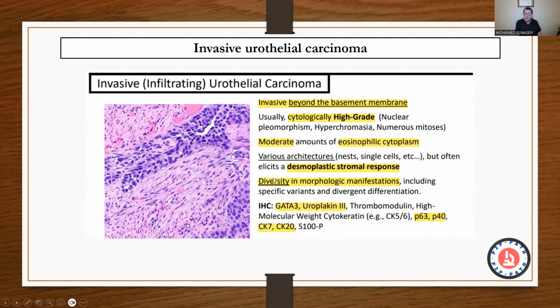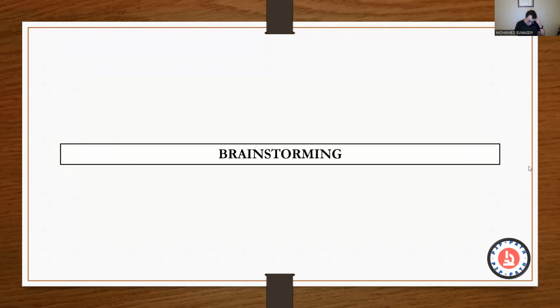Okay, let's now talk about the invasive urothelial carcinoma. At this point, we'll take a break before starting the frank invasive urothelial carcinoma, which is a totally different entity than the flat and the papillary non-invasive lesions. However, before we go on this break, let's do the brainstorming for what we covered as entities in bladder pathology.